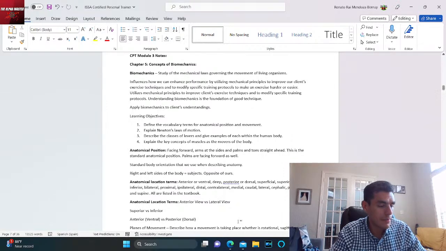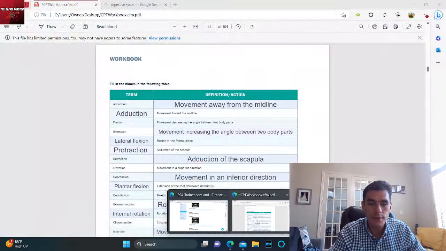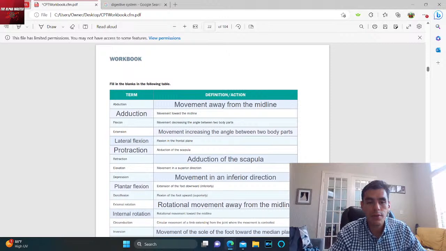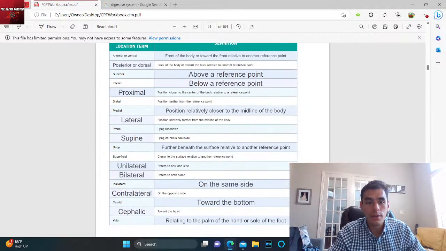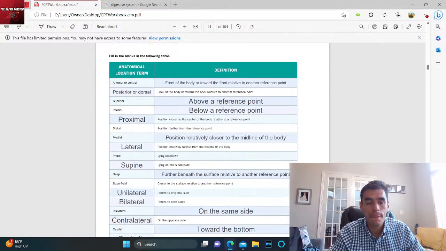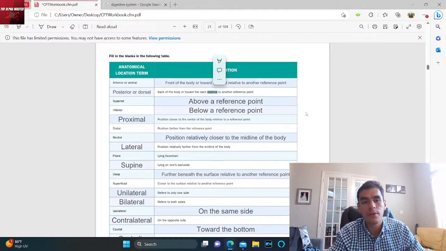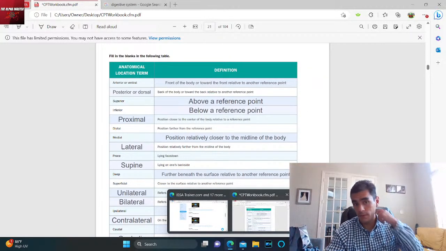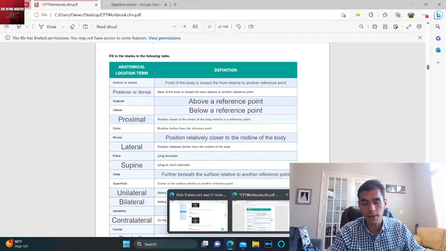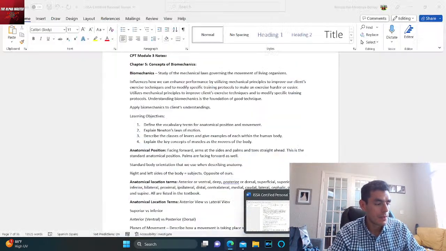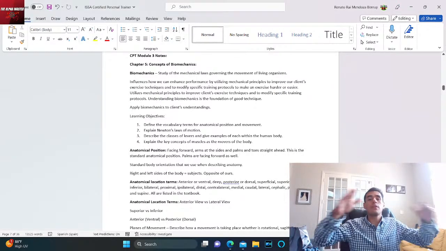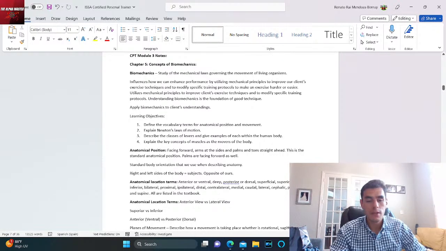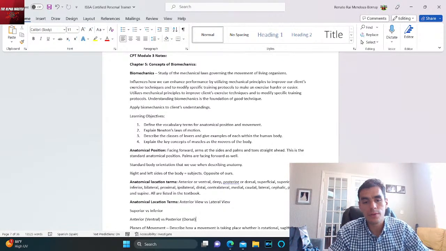Ventral and dorsal. Let me take a look. What was the definition of ventral? I know that anterior or ventral is the front of the body, and posterior or dorsal is the back of the body. So dorsal is like posterior, and anterior is like ventral. That's why anterior and ventral, and posterior and dorsal, are the same thing. Ventral is in the front, dorsal is in the back.